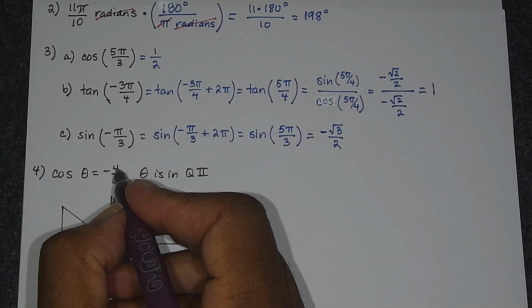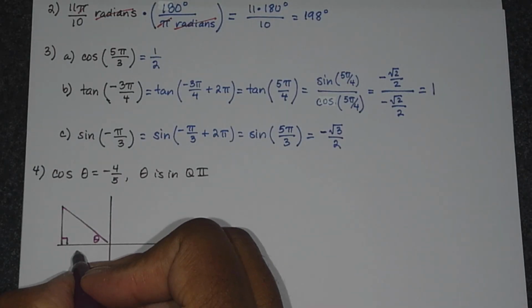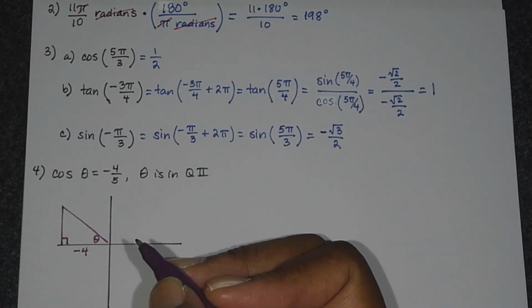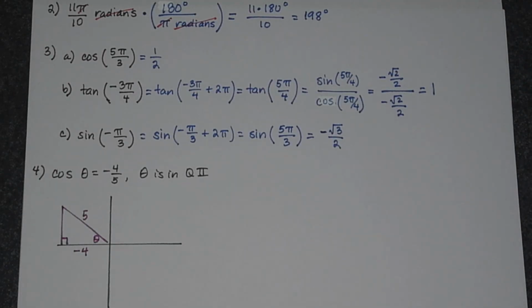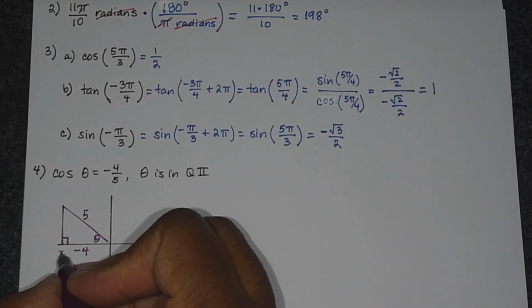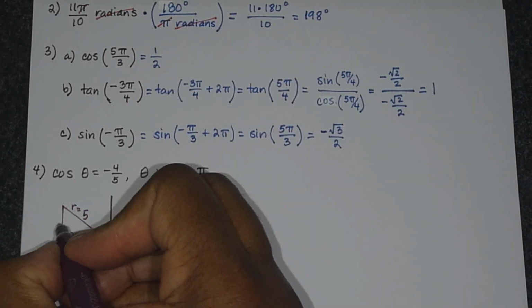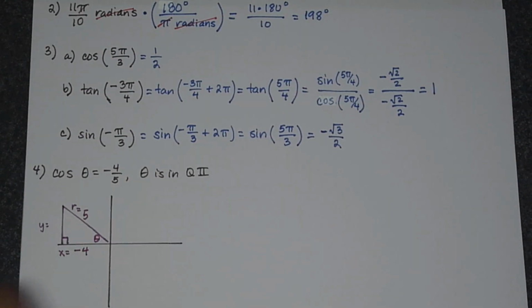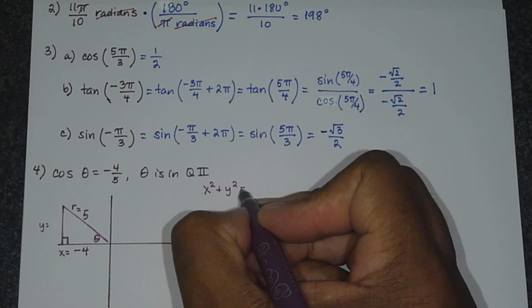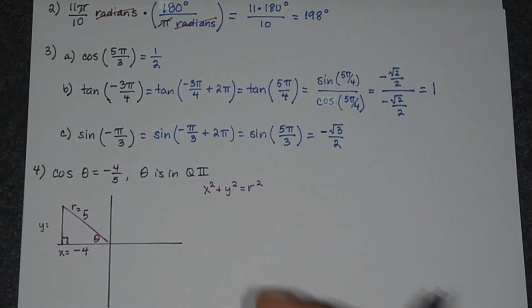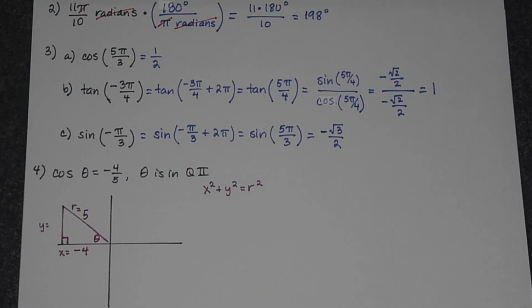So here, that 4 is going to be negative, because it's in the second quadrant, that means my x-coordinate has to be negative. The hypotenuse here is 5. That's the longest side. So this is going to be x. That's going to be r right there. Y is what I need to find out before I can get my other trig functions. So here we use x squared plus y squared is equal to r squared. That's the Pythagorean theorem using x and y and r.